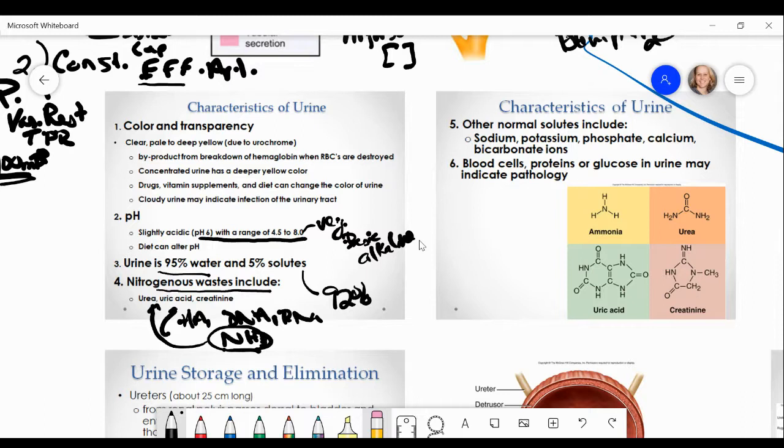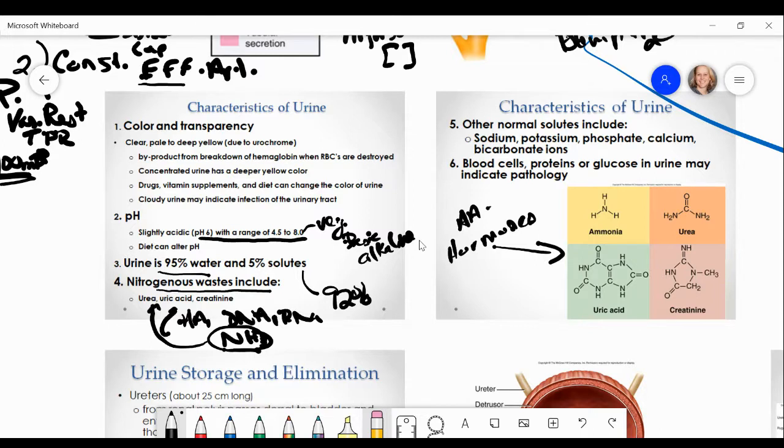Okay. And again, most of the normal things you can see in urine are going to be these molecules, which are our waste products, but you will potentially see sodium and potassium and phosphate and calcium and bicarbonate ions. You might see some excess amino acids, some excess hormones. Again, because we pee on sticks to be able to tell us if we're ovulating or if we're pregnant.